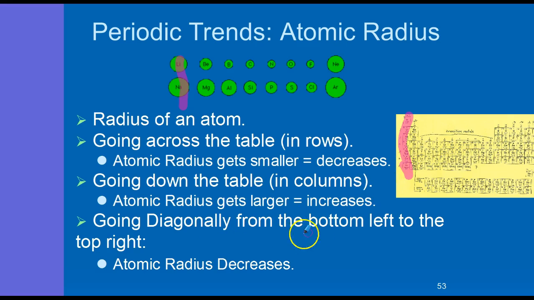So as you go diagonally from the bottom left to the top right, the atomic radius gets smaller. Smaller, smaller, smaller, smaller, stair steps up going to the right means smaller. So the one technically with the smallest radius on the periodic table is fluorine. Again, we ignore those noble gases.